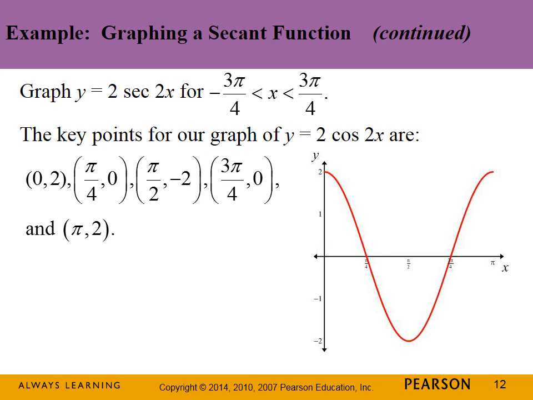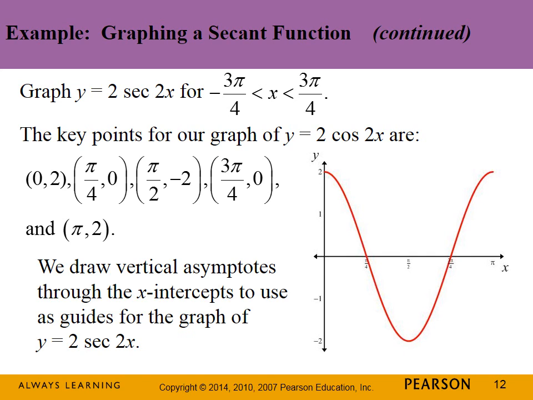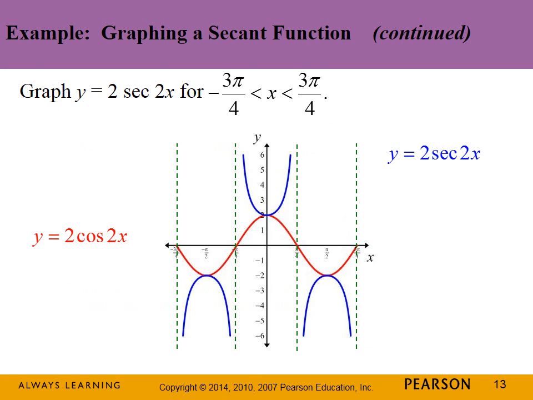Now how we use that to get the graph of our secant function is just like in the last example. We're going to place our vertical asymptotes at all of the x-intercepts. I can see 2 x-intercepts on this portion of the graph. There's one there and one there. And then, just like I was describing earlier, you use those portions of the graph of the cosine to get the graph of the secant. So you end up with something that looks like this.